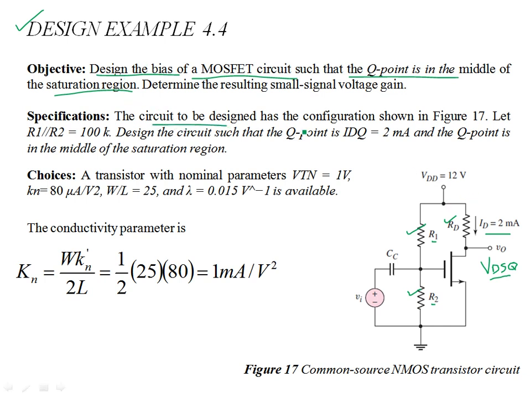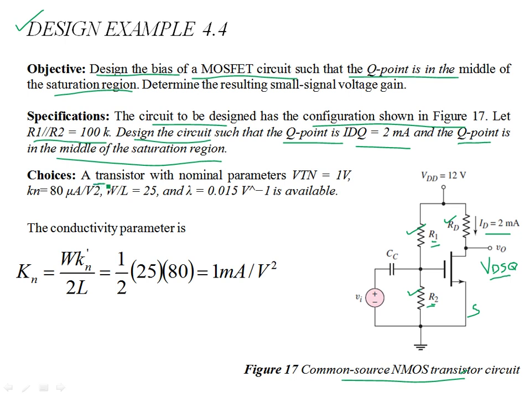The circuit to be designed has the configuration shown in figure 17. You can see that this is the common source NMOS transistor circuit, because the source terminal is common, it's ground. As a design constraint, the parallel combination of the R1 and R2 biasing resistances is given as 100 kilohms. It has to be 100 K. So design the circuit such that the Q point IDQ is 2 milliamps and the Q point is in the middle of the saturation region to have the maximum output swing.